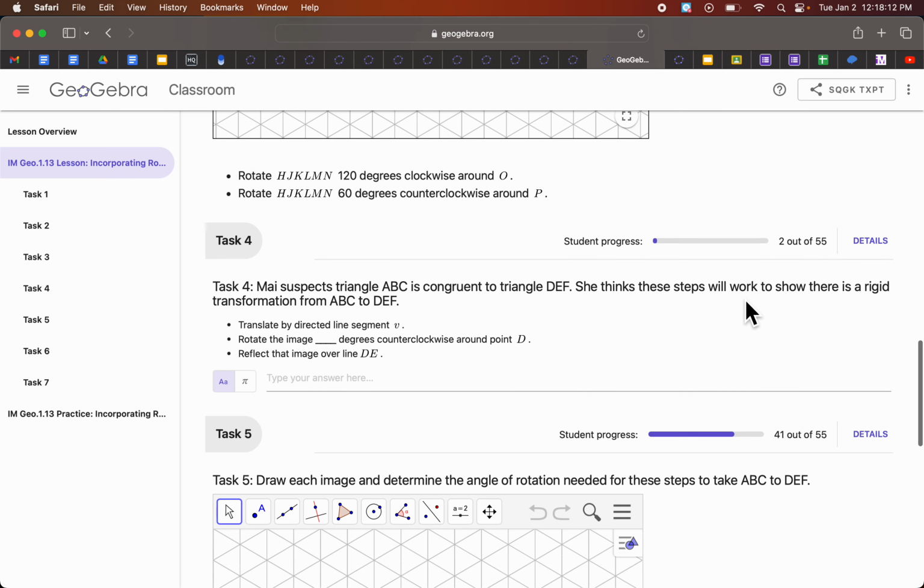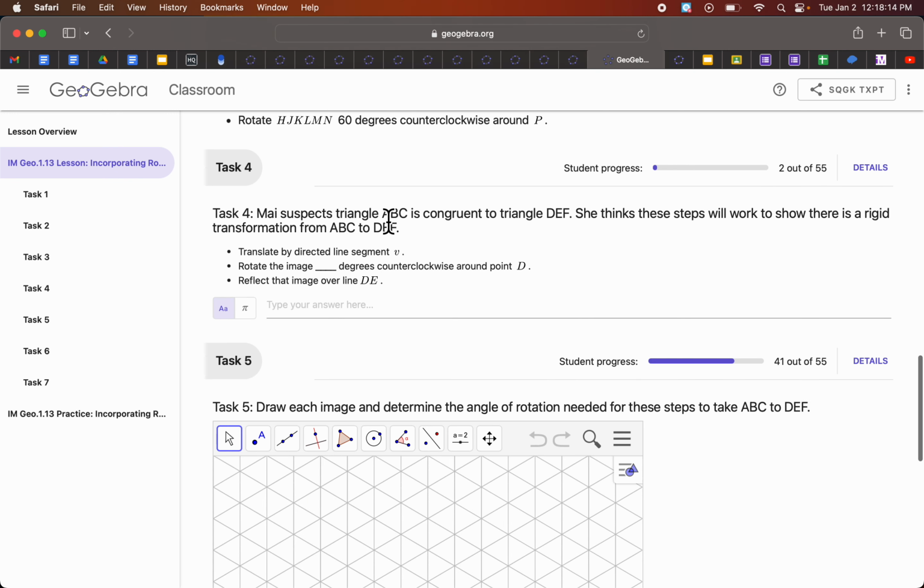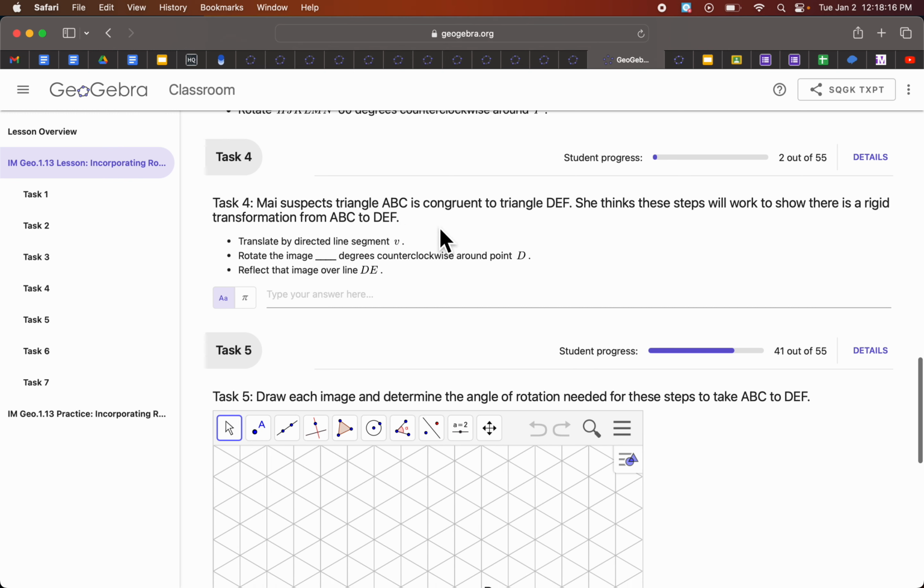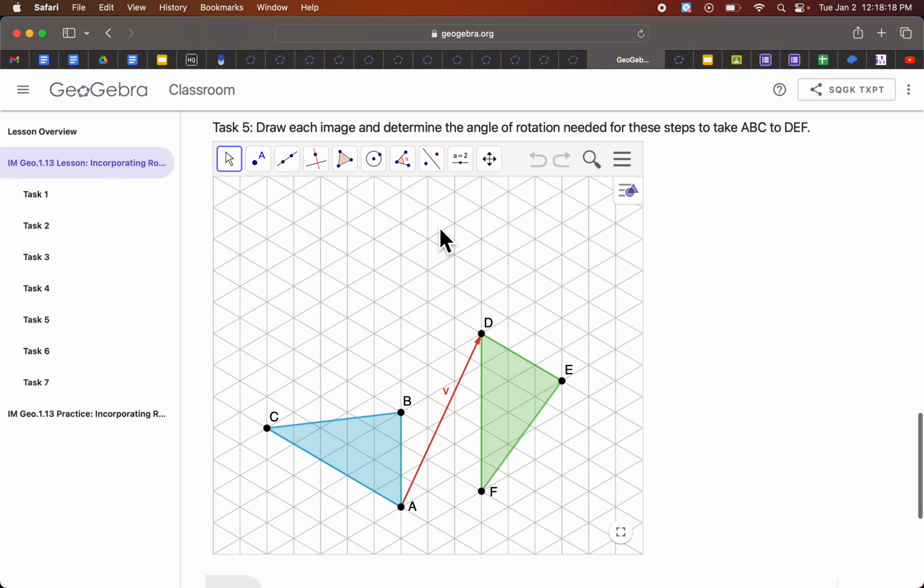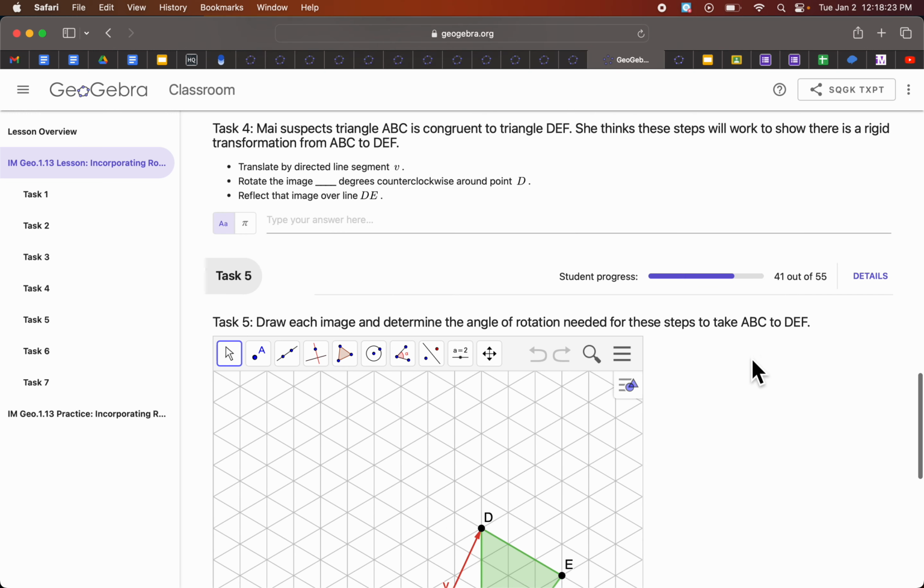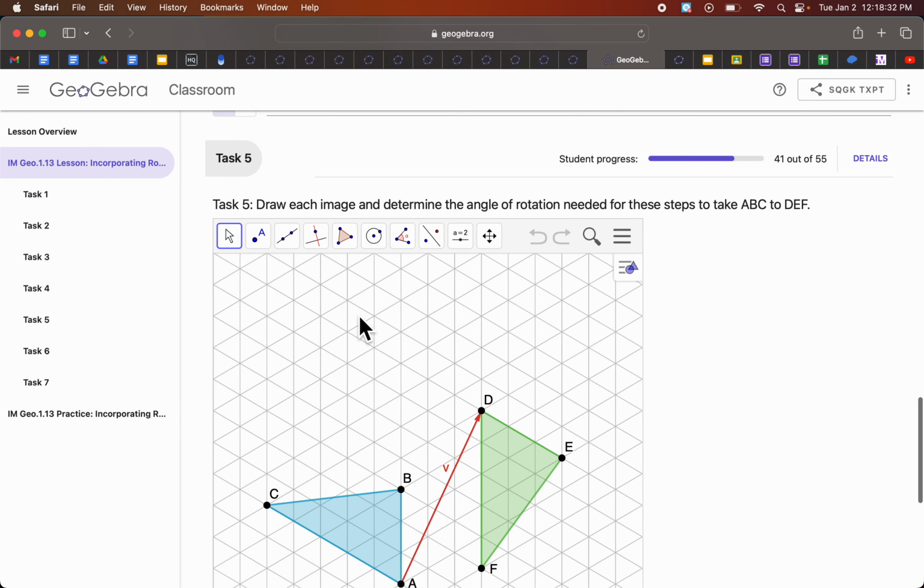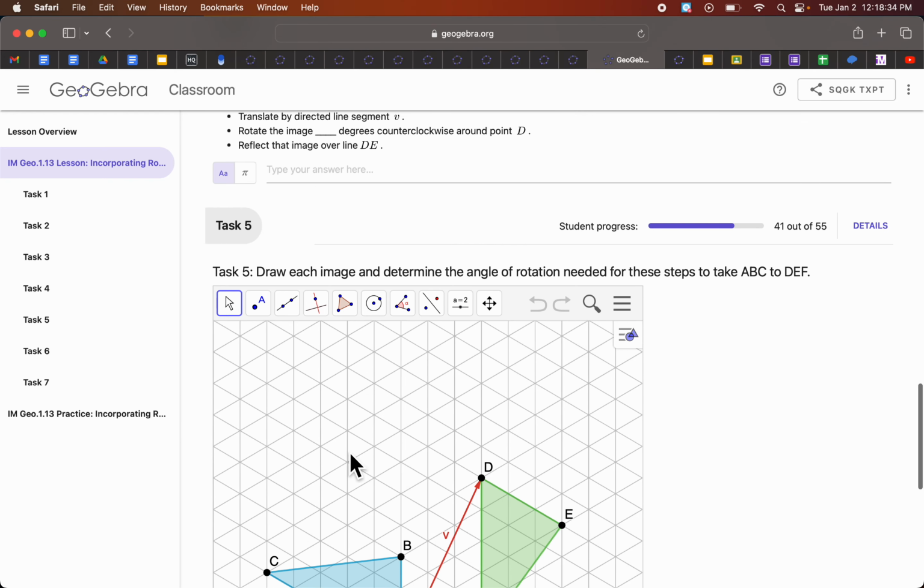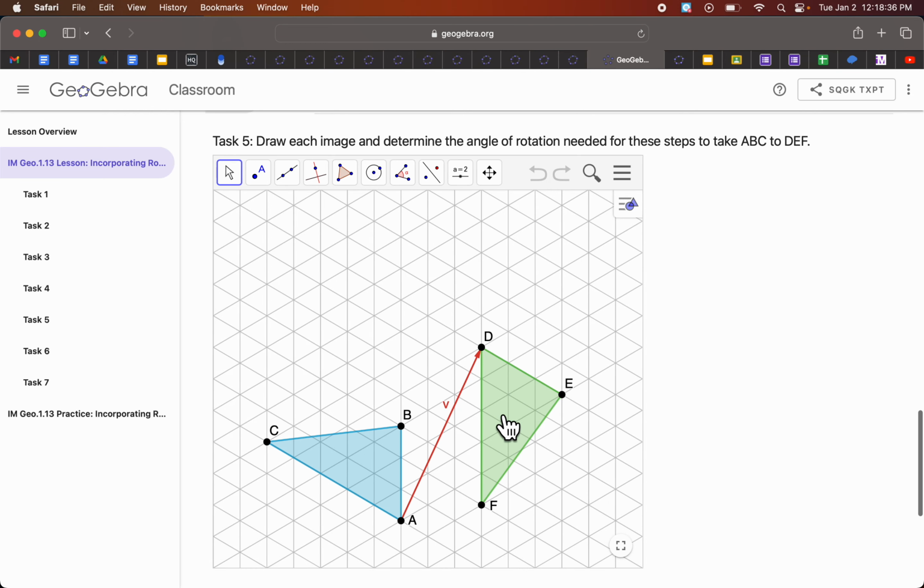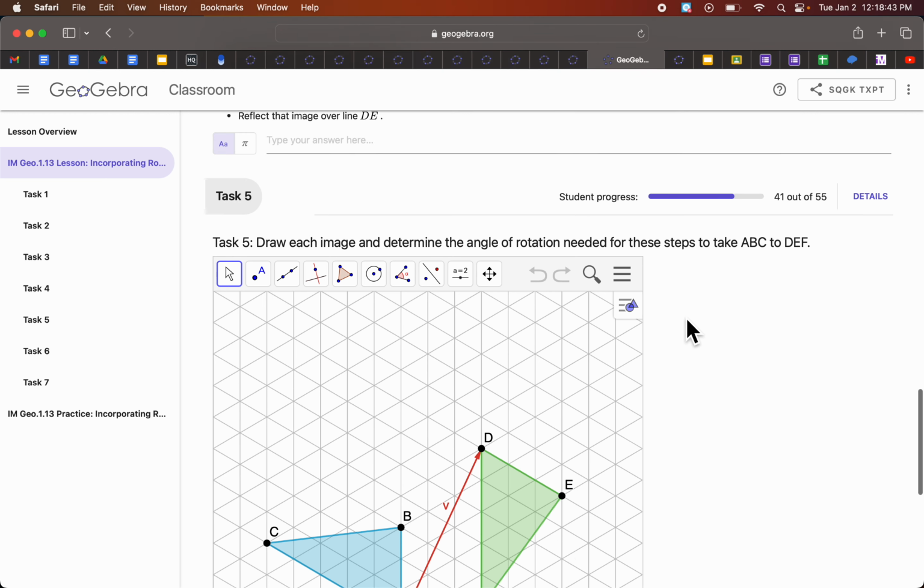Awesome. All right. So Mai suspects that triangle ABC is congruent to triangle DEF. All right, so she's looking at these two, okay? She thinks these steps will work to show there is a rigid transformation from ABC to DEF. So she thinks that if she follows these steps right here, this will land perfectly and cover that exactly. So we're going to walk through those steps and see if that works.